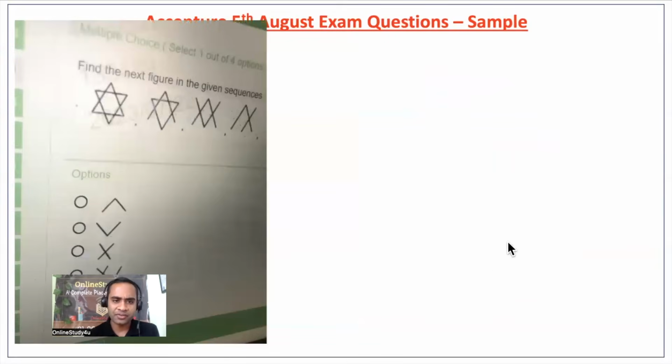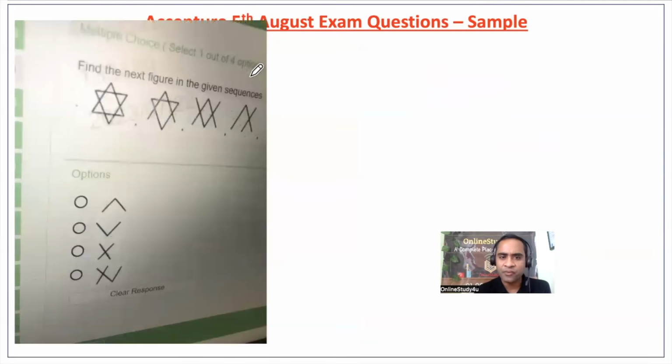Now, next question. Find the next figure in the given sequence. So friends, we have first diagram, second diagram, third diagram, fourth diagram. Let us try to analyze. From the first diagram to the second diagram, the change is that this particular base is removed. Now from the second diagram to the third diagram, if you will see, then the other triangle base is removed.